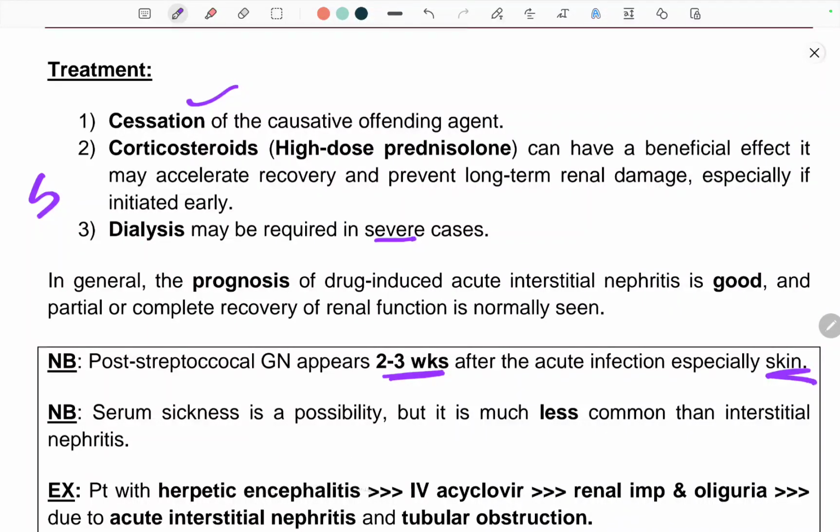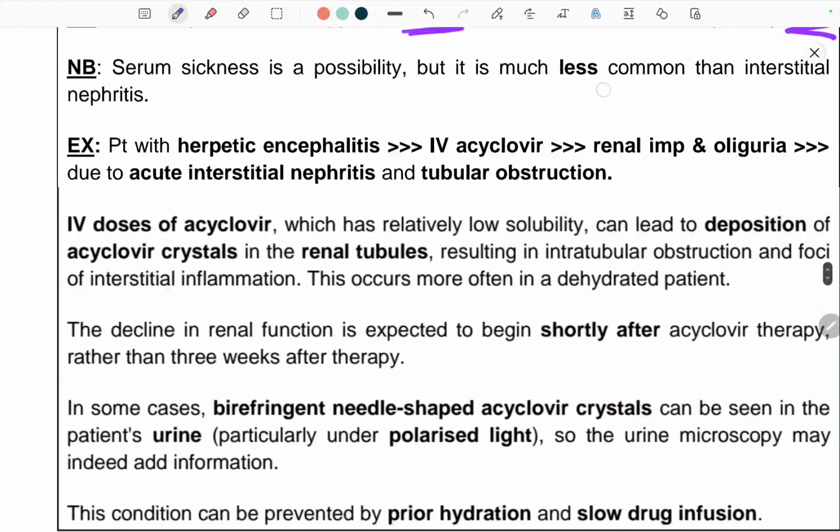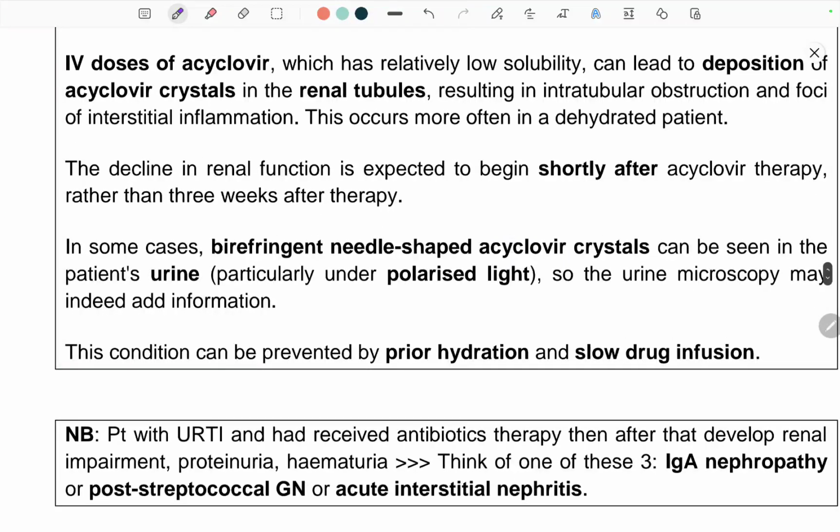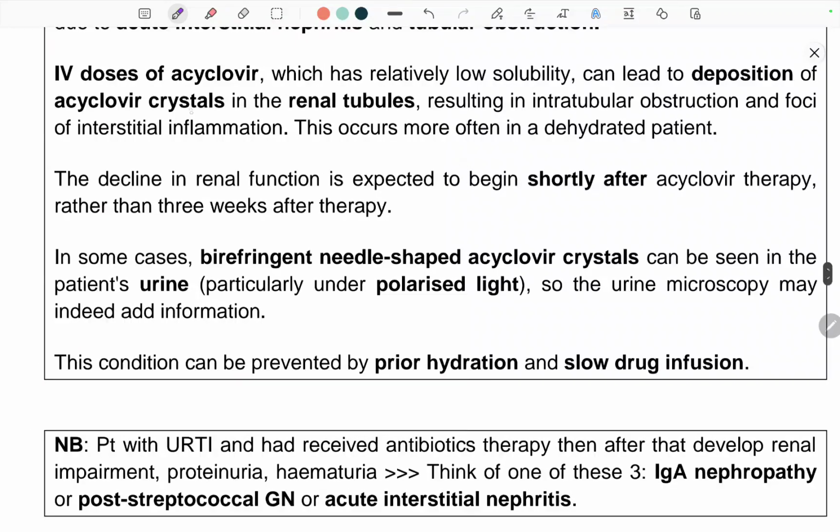A patient with herpetic encephalitis on IV acyclovir develops renal impairment and oliguria due to acute interstitial nephritis with tubular obstruction. IV doses of acyclovir, which has relatively low solubility, can lead to deposition of acyclovir crystals in the renal tubule, resulting in intratubular obstruction and foci of interstitial inflammation. This occurs more often in dehydrated patients, so patients on acyclovir should be properly hydrated. The decline in renal function is expected to begin shortly after the acyclovir therapy rather than 3 weeks after.